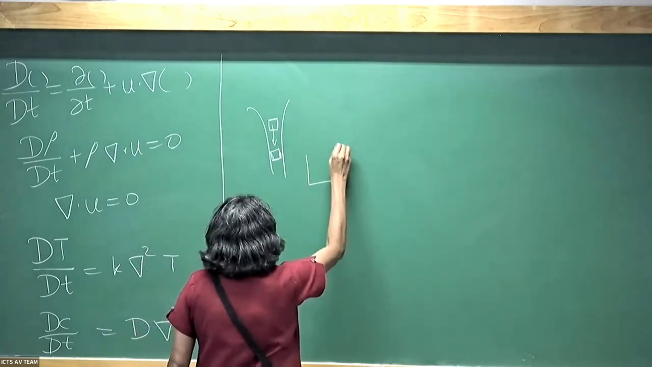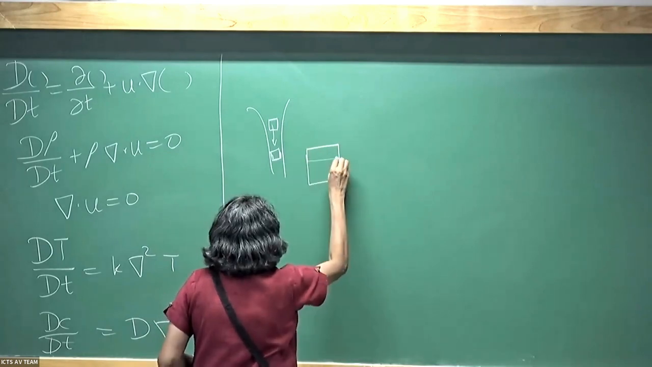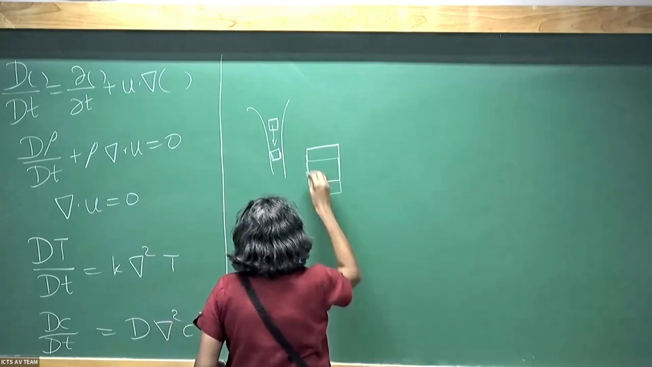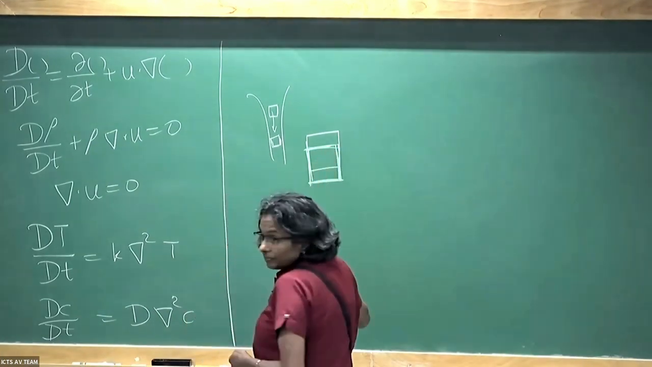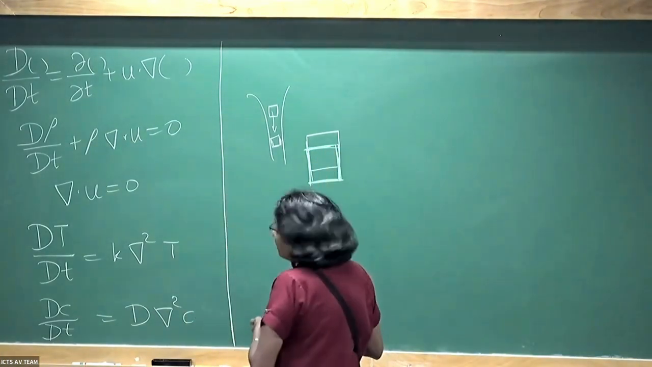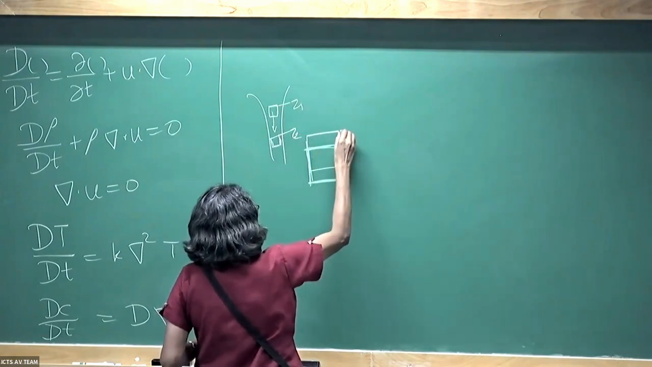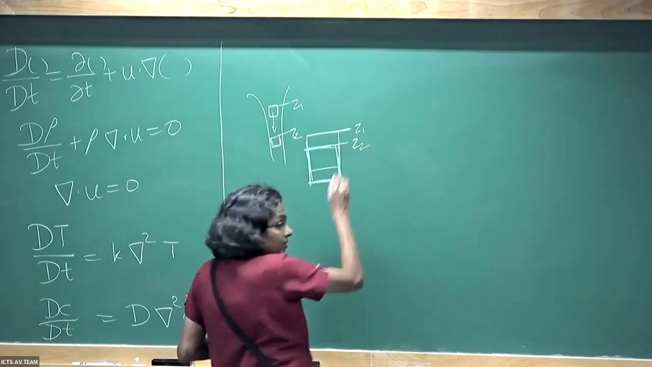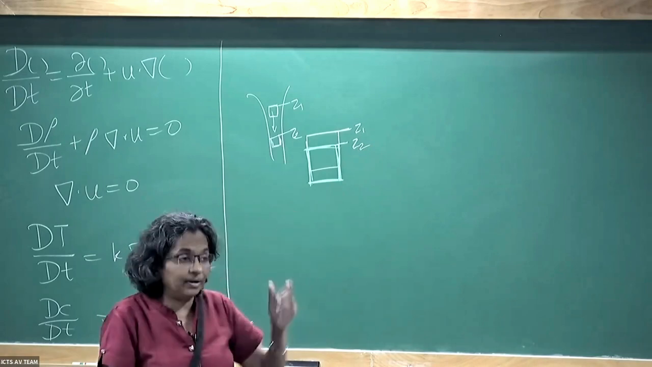But numerically, we should only do this. This color you can't see, no? This color is visible online. So here we had a z1 and a z2. Instead of that, we'll do a z1 and a z2. So what we will do is we'll move the box slightly, but not beyond itself.